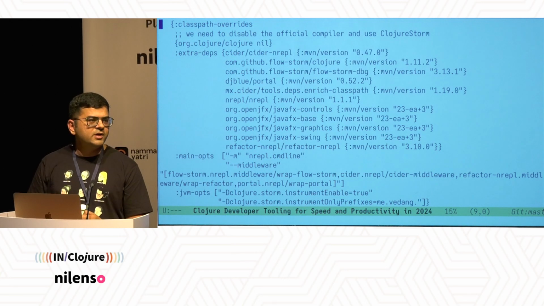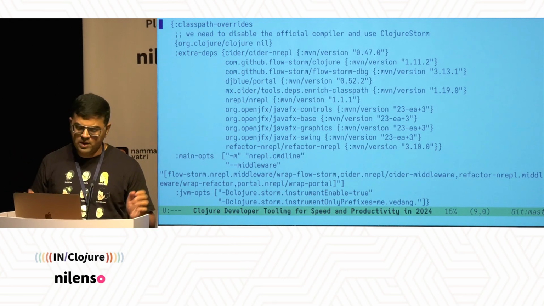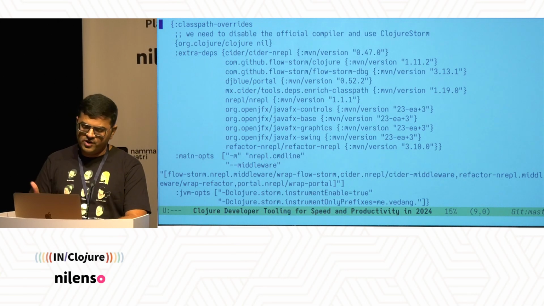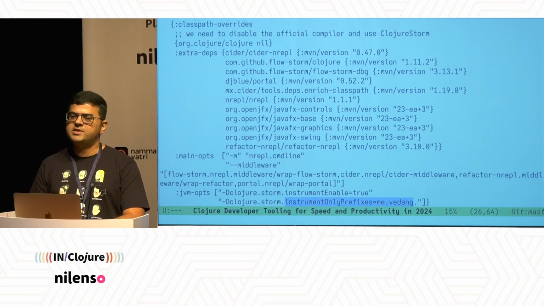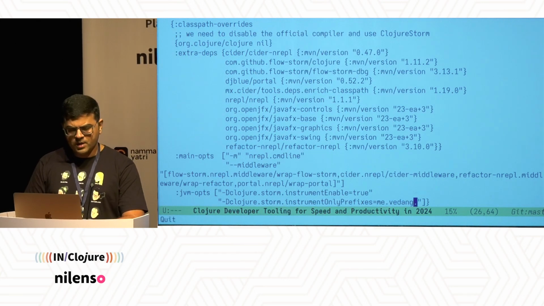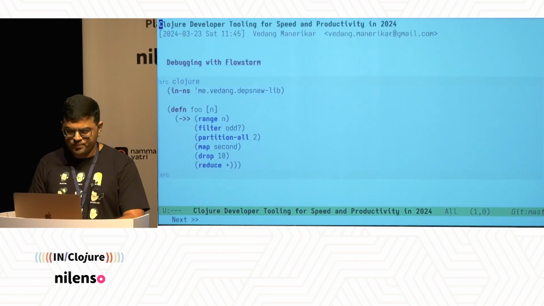So the ClojureStorm compiler does full instrumentation of the entire code and captures everything, right? So what happens is that in your development mode, now I have asked it, for example, in this config, you can see here, I have asked it to instrument only those namespaces which start with me.vedang, right? When you have this kind of instrumentation, what can you do? Let's see if we can see a simple example of this.